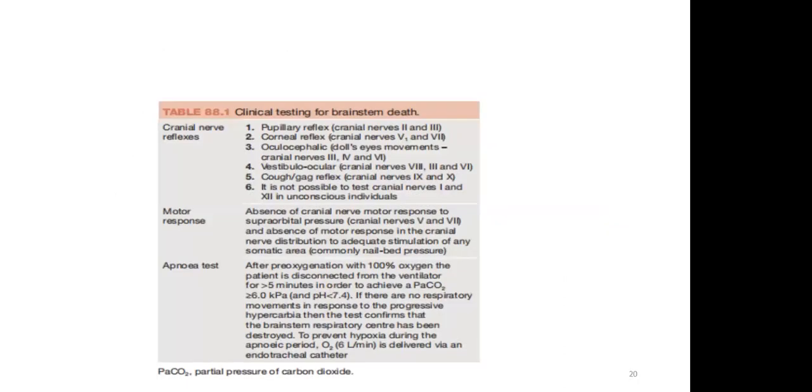This explains the clinical tests for brainstem death. Basically, we test for three things. Number one is the cranial nerve reflexes, with the exception of cranial nerves 1 and 12, which require consciousness. Then motor response. And then the third one is the apnea test.